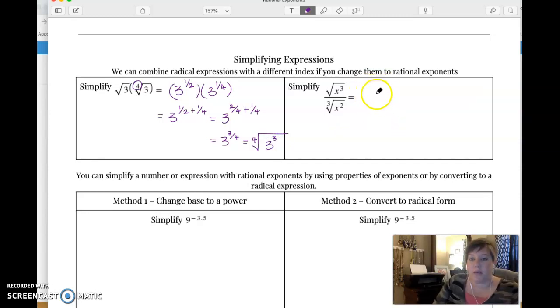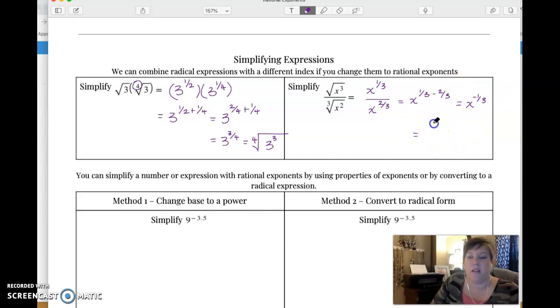We can do the same thing with division. So if I rewrite that radical using a rational exponent, so x to the 1/3, the denominator would be the 2/3. So because it's division, we subtract when we have a like base. We already have a common denominator, so I don't have anything I need to do there. I can go ahead and just subtract. So that would be the negative 1/3.